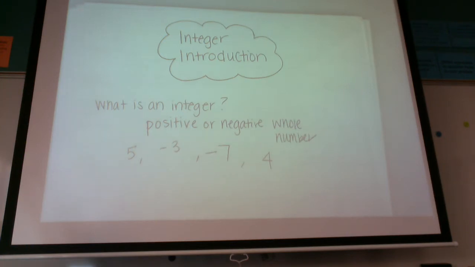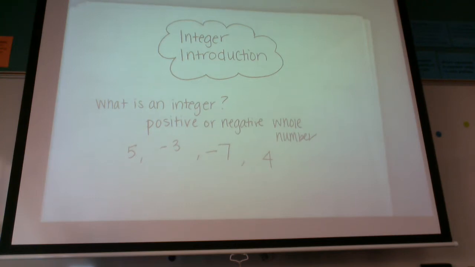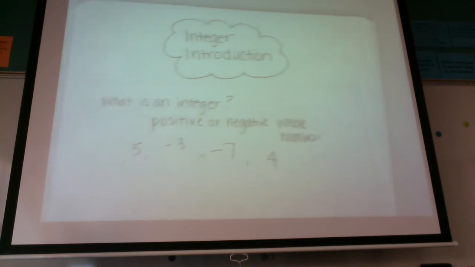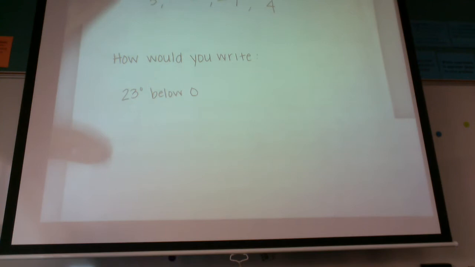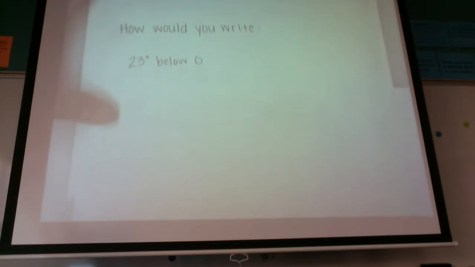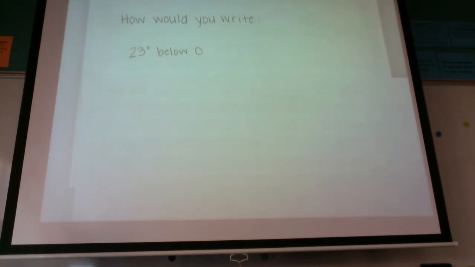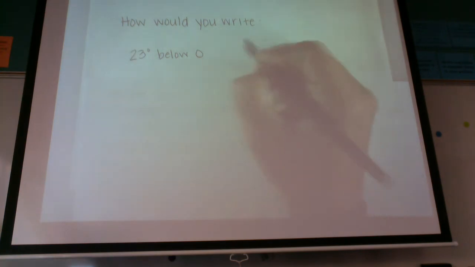We also see integers a lot in terms of the real world when we're talking about temperatures or money, things like that. So let's just take some time now and figure out how we would write 23 degrees below 0. Well, we know if it's below 0, it's got to be in that negative side, so we're going to write -23.